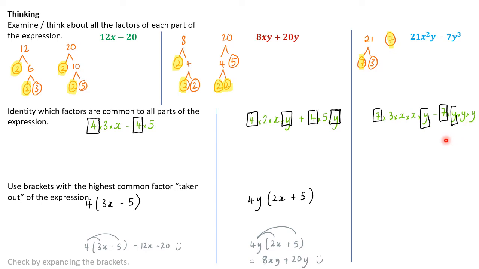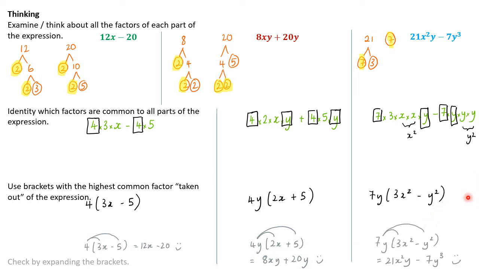And again, you might be able to spot this without doing that. That's absolutely fine. But I know that I've got a y that is common to both. So in front of my brackets, I've got 7y. And that leaves me with here 3x times x, or 3x squared, minus y times y, which is y squared. So I can put those 2 terms in my bracket. Quick expansion again at the end, and hopefully everything's okay.